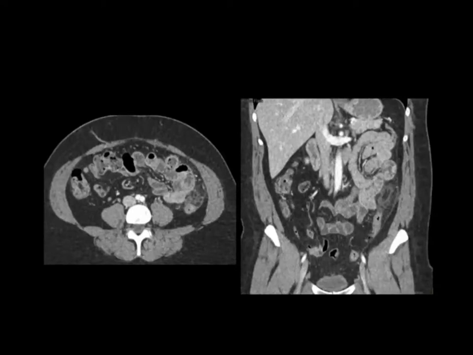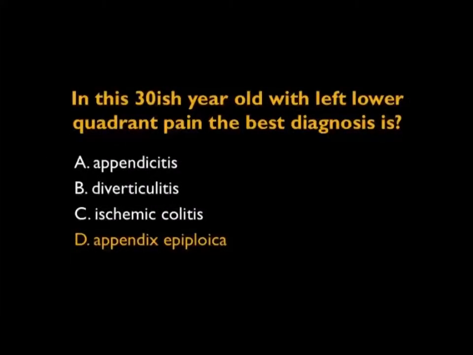So it's not appendicitis. I guess I've seen a couple cases of left side appendicitis. I don't see an appendix. Diverticulitis, I don't see any diverticuli. Ischemic colitis, I don't see any bowel wall thickening. What I'm really looking at is the soft tissue density adjacent to bowel. And when you look at the coronals, that's really a classic appearance of appendix epiploica.